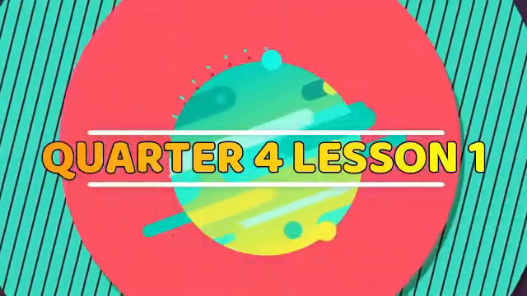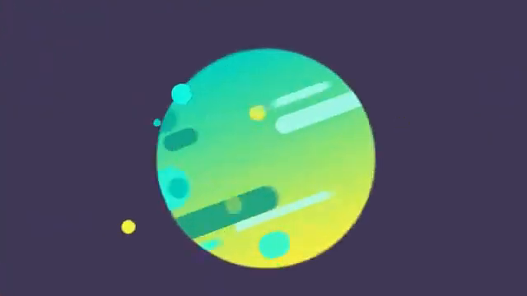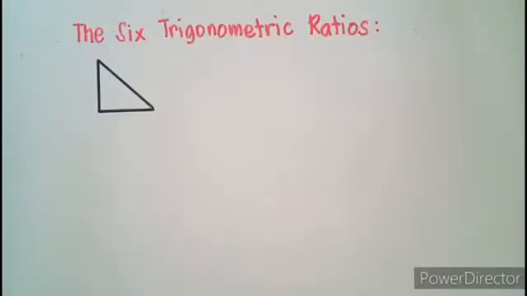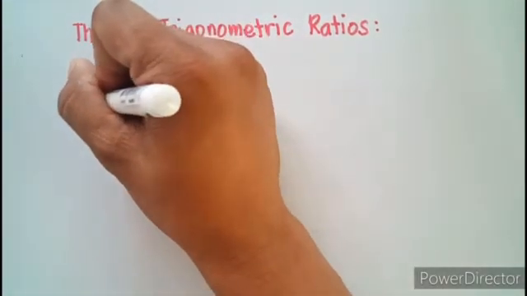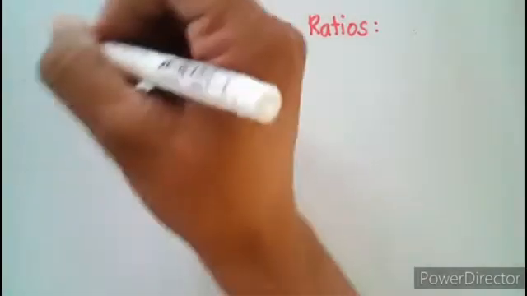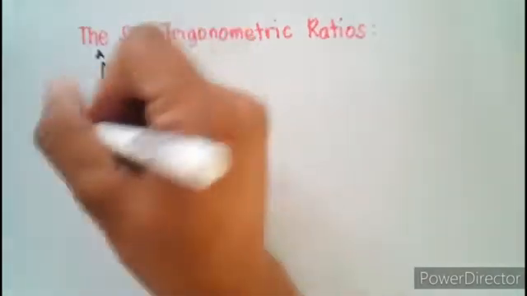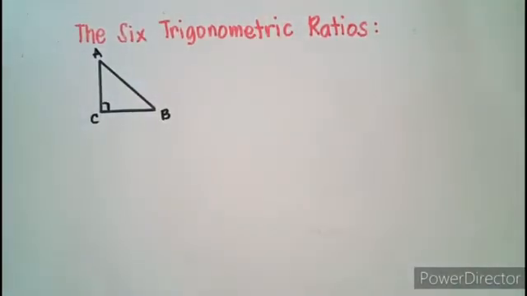Quarter 4, Lesson 1, the six trigonometric ratios, learners. The six trigonometric ratios are used in a right triangle. So, if we have right triangle ABC, okay?